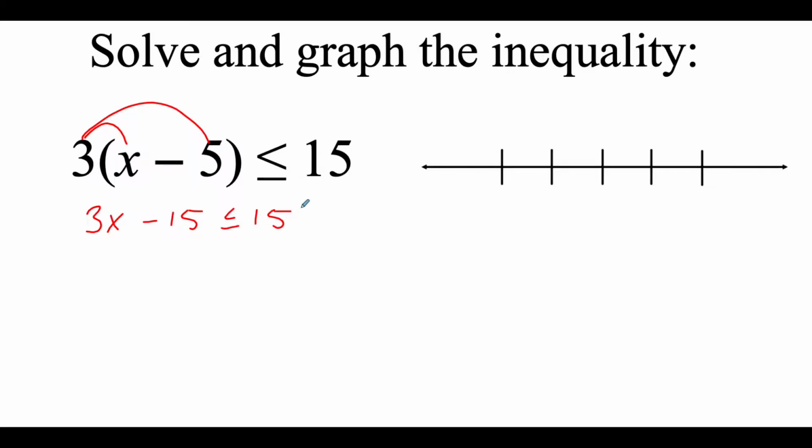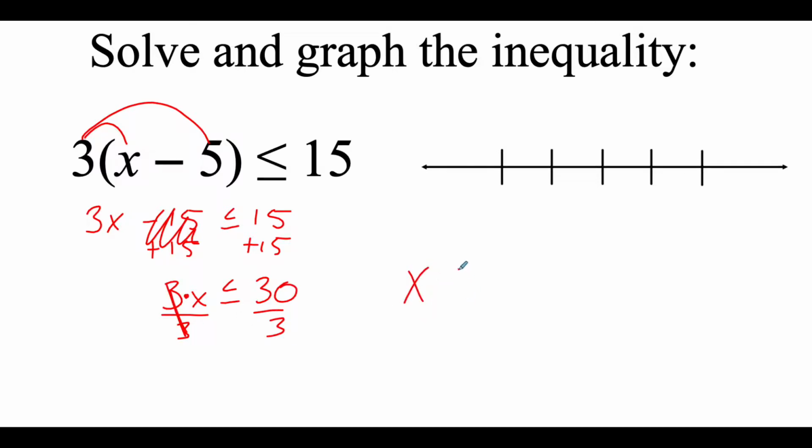We've taken care of the distributive property, so now we look for addition or subtraction to get rid of. I see a minus 15, so to get rid of minus 15, I'm going to add 15 on both sides. So that'll leave me with 3x is less than or equal to 30. I want to get rid of that 3 that's in front of the x. 3x really means 3 times x. So to get rid of that multiplication, we are going to divide both sides by 3. And that's going to leave me with x is less than or equal to 10.